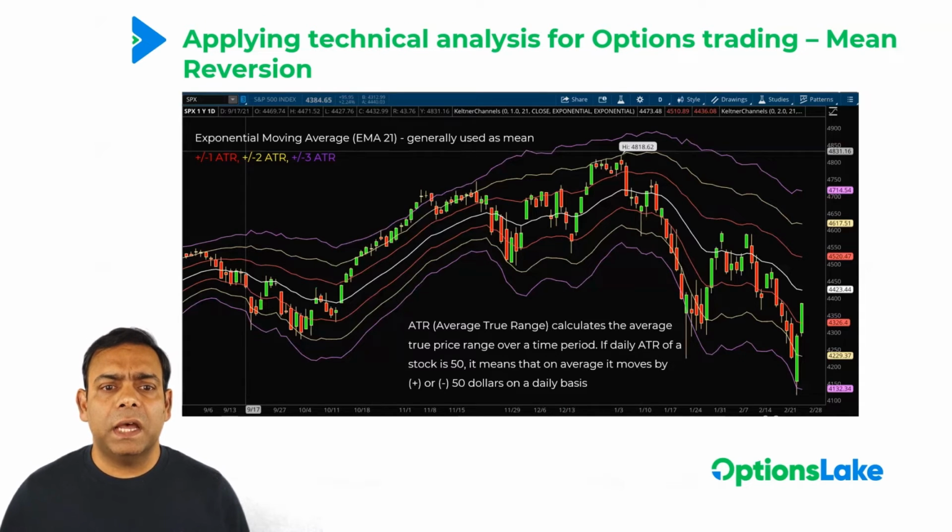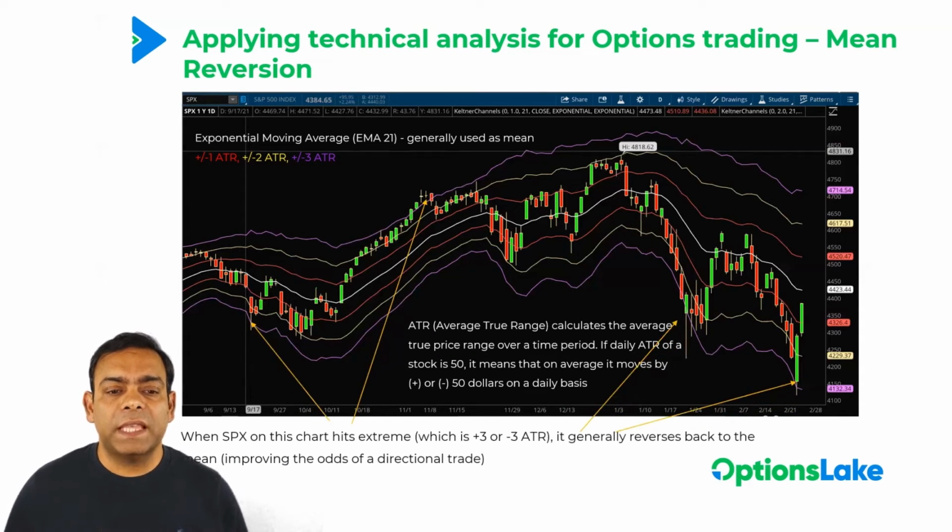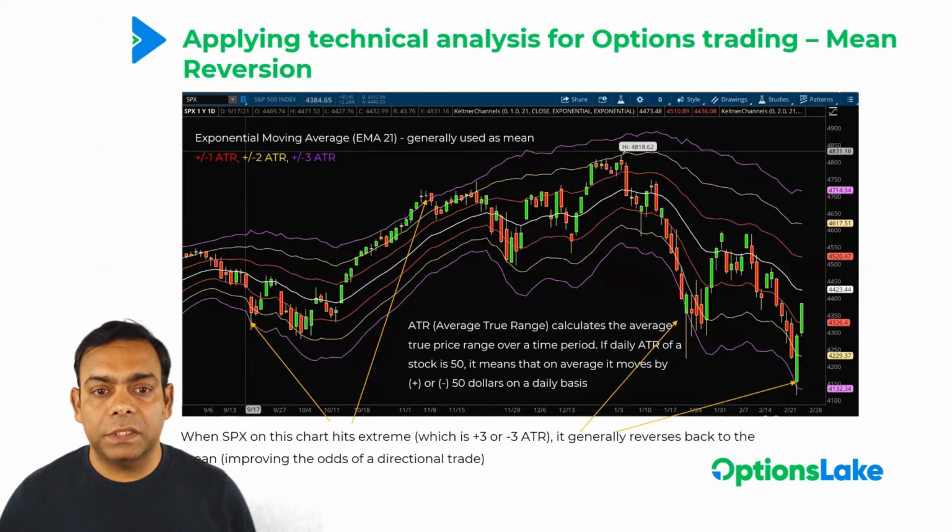So if you look at this chart, every time SPX hits an extreme, which is plus 3 or minus 3 ATR, it generally has reversed back to the mean, which is towards the white line. So if you are using it for your technical analysis, it just improves the odds of a directional trade for you once it hits the extreme as depicted in this chart.